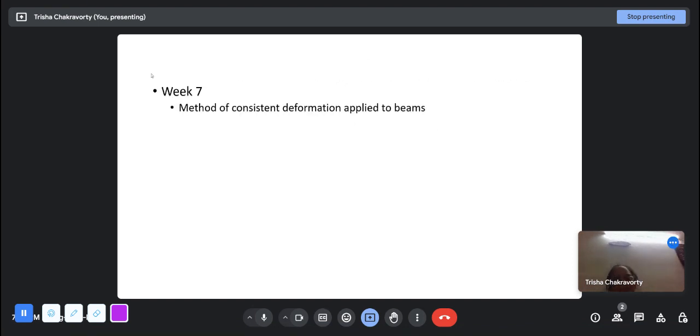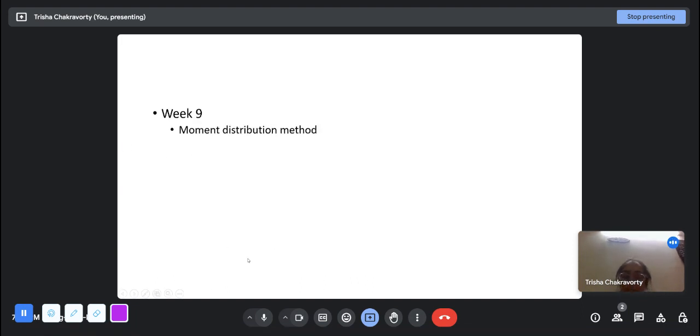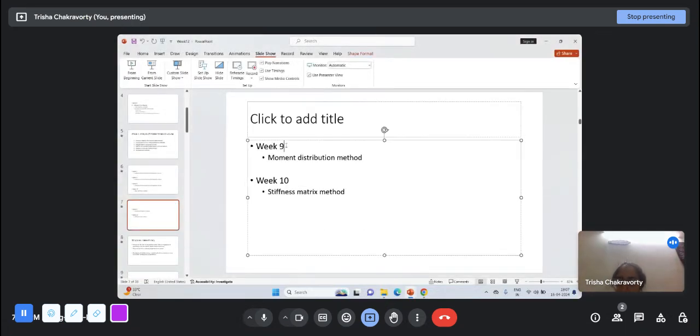Week 7, week 8, and week 9 were for the method of consistent deformation applied to the three main structural elements that we are concerned about: beams, trusses, and frames. Method of consistent deformation is a force method, and weeks 10, 11, and 12 are for the displacement methods. Week 10 we looked at the slope deflection method. In week 11, we looked at the moment distribution method, and week 12, that is today, we will look at the stiffness matrix method.